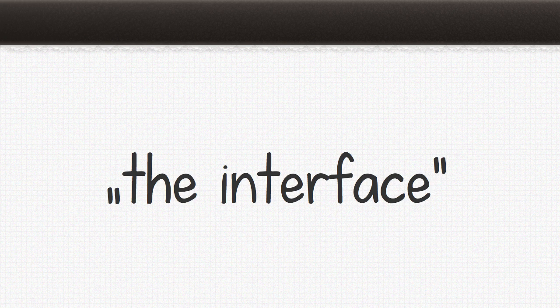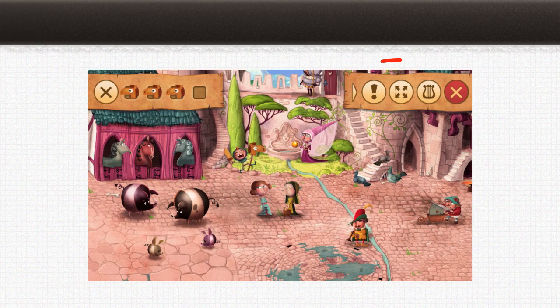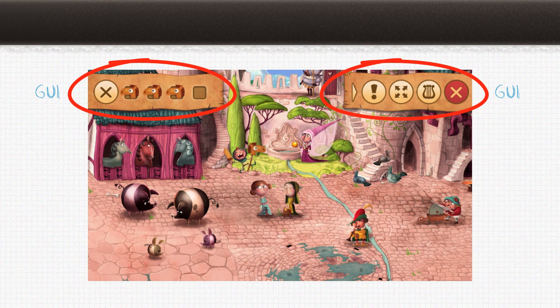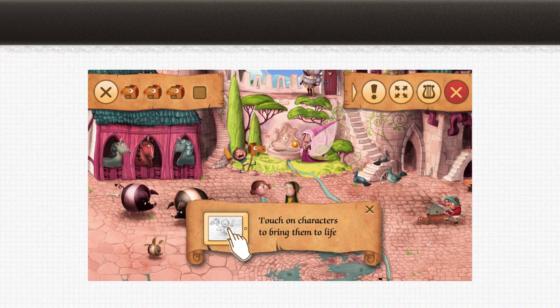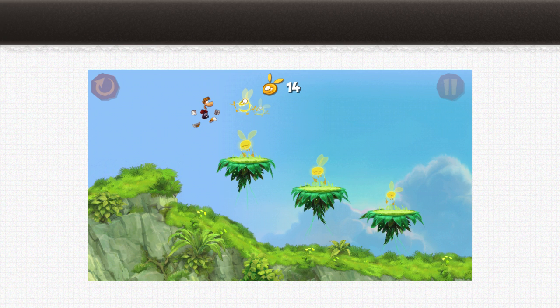What exactly is the interface? There are many definitions out there, so let's take a look at a more hands-on approach. Obviously, the GUI, the graphical user interface, is part of the interface. Buttons, labels, icons, text dialogues, and so forth are elements of the GUI. But there's more. The game world itself is an essential part of the interface as well. All game elements are there for a reason. They communicate game mechanics and dynamics to the player and should answer the following questions.